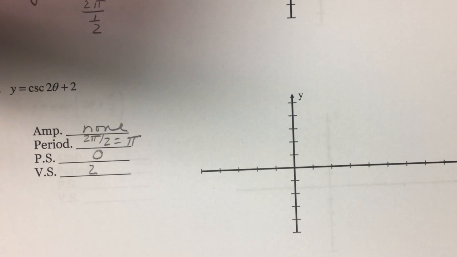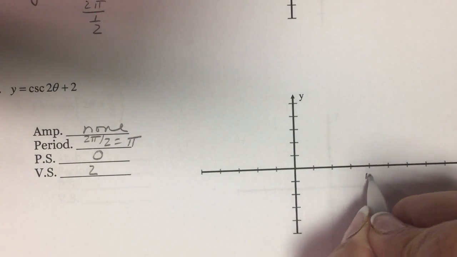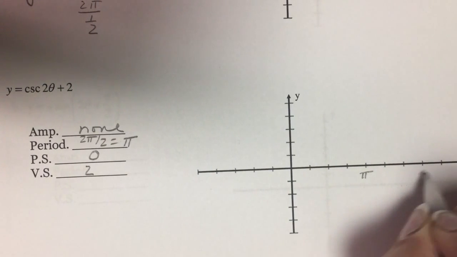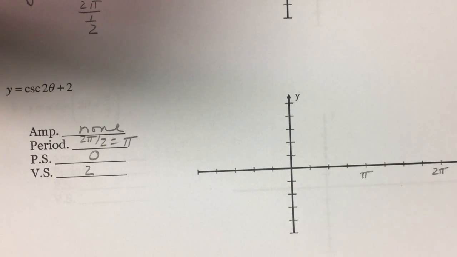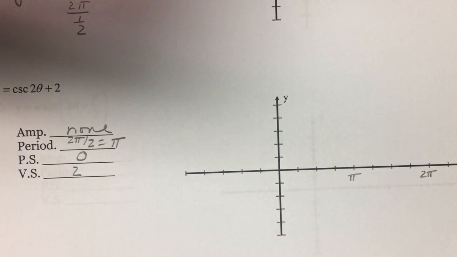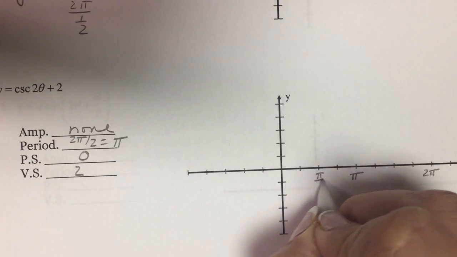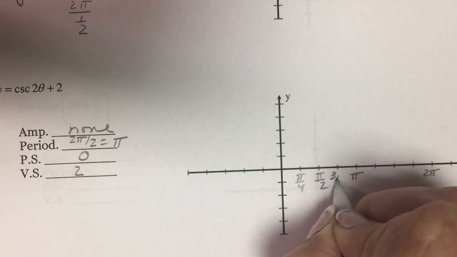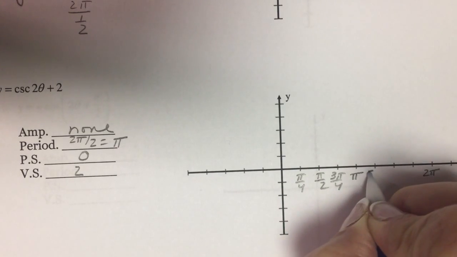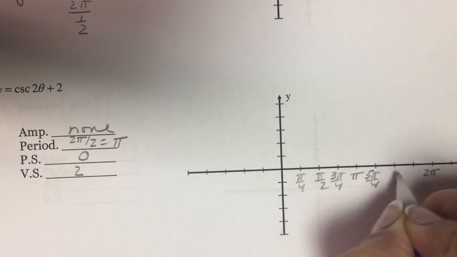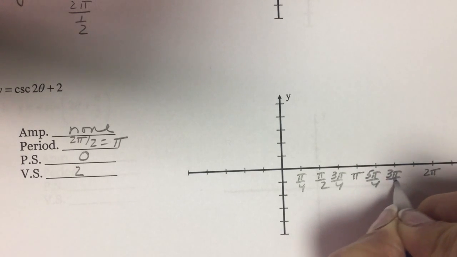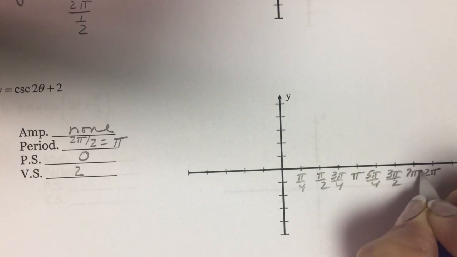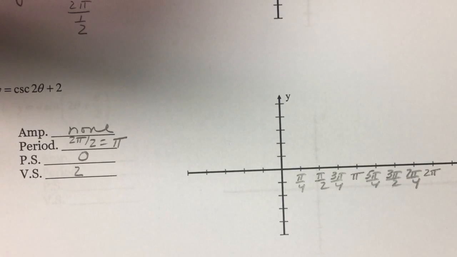So again, we're going to do 2 periods. If the period is pi, we're going to go out 4 spaces and put a pi, and then go 4 more spaces and put a 2 pi. Half of pi is pi over 2. Then we have pi fourths, 3 pi fourths, 5 pi fourths, 6 pi fourths, and 7 pi fourths. And that's all we need to do since there's no horizontal or phase shift.